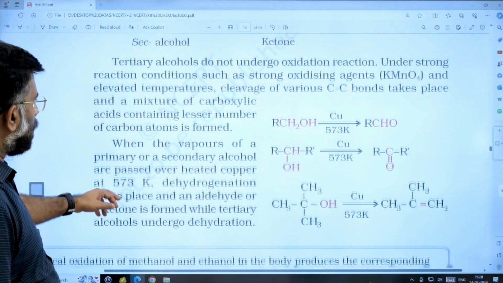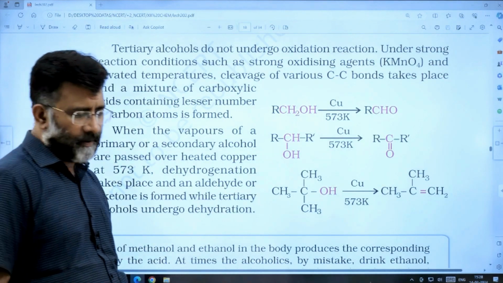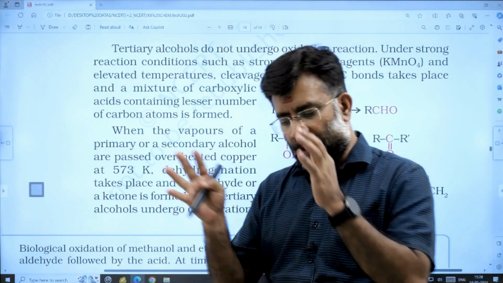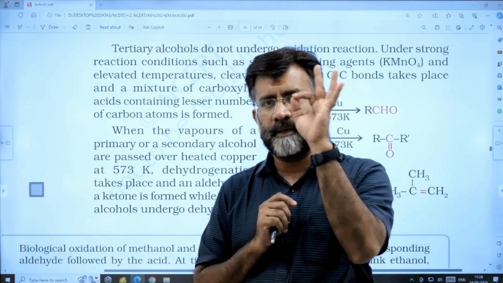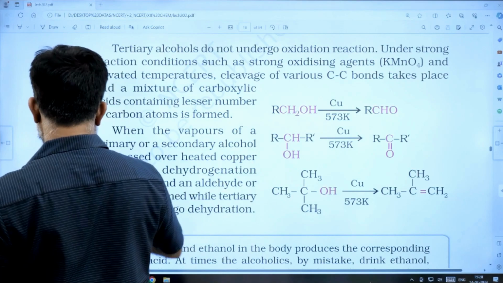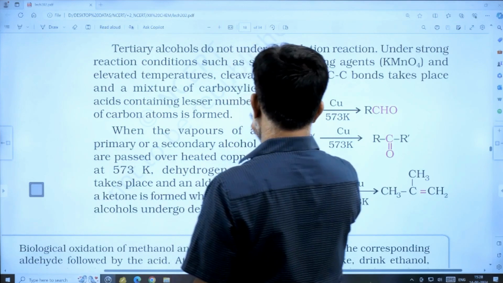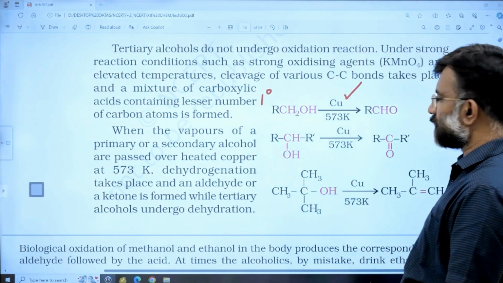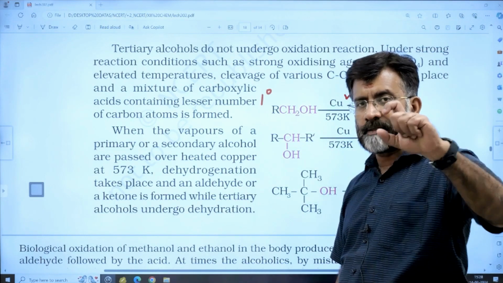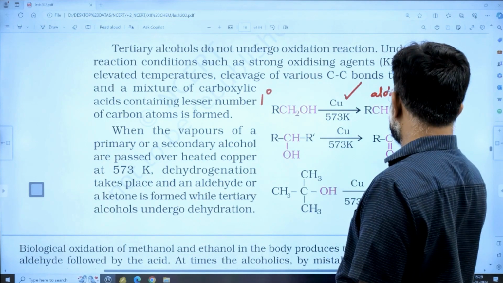Now another important reaction is the reaction with hot copper catalyst. An alcohol, especially a volatile alcohol, has its vapors passed through heated copper or heated silver. There will be a dehydrogenation process. See what is happening? A primary alcohol is heated with the copper catalyst or silver catalyst. So vapors of primary alcohol pass through heated copper at 573 Kelvin, you get aldehyde, releasing hydrogen.